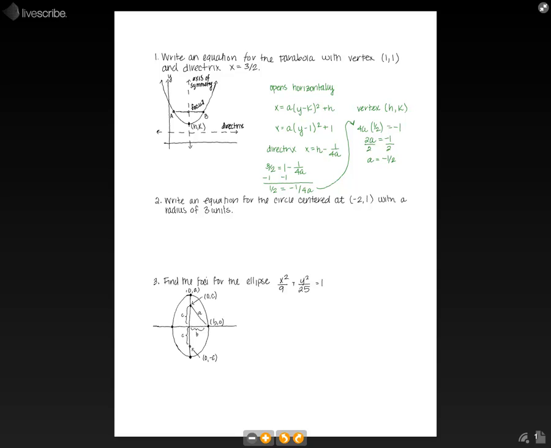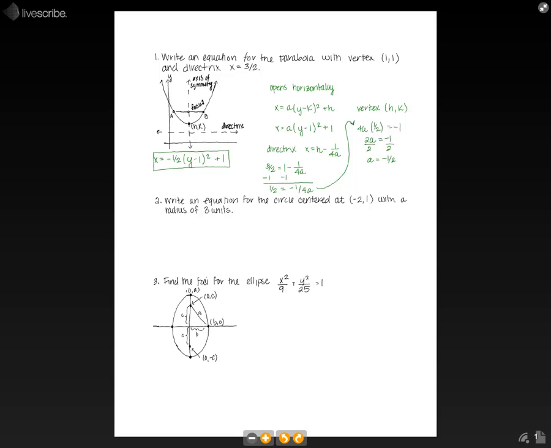Alright, so now that we know that, we should be able to write our equation. Our equation is x equals negative 1/2 times (y minus 1) squared plus 1. So that's the equation for a parabola with vertex (1, 1) and directrix x equals 3/2.